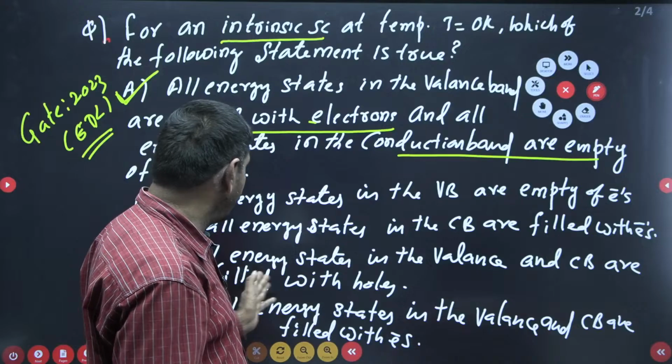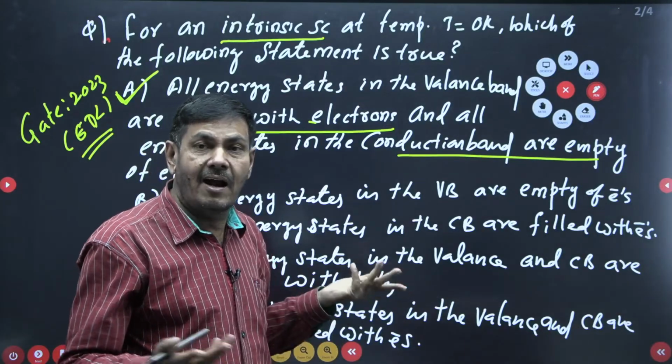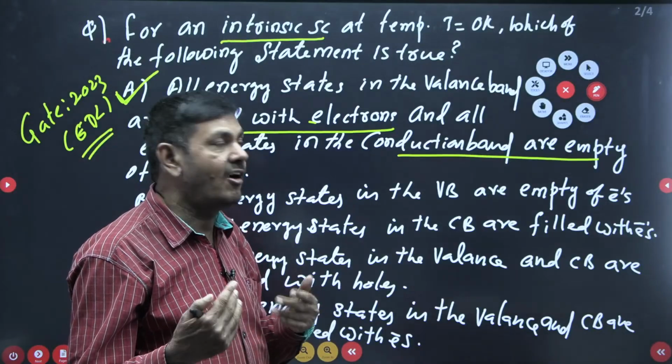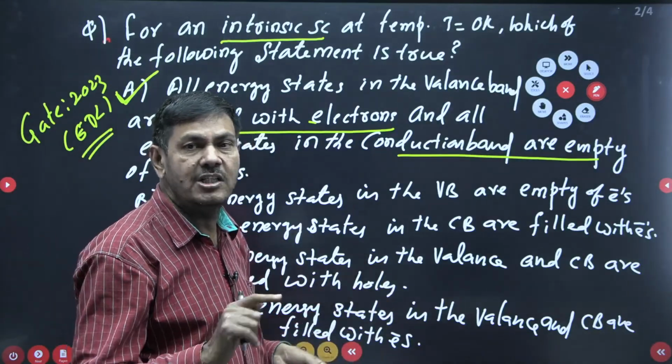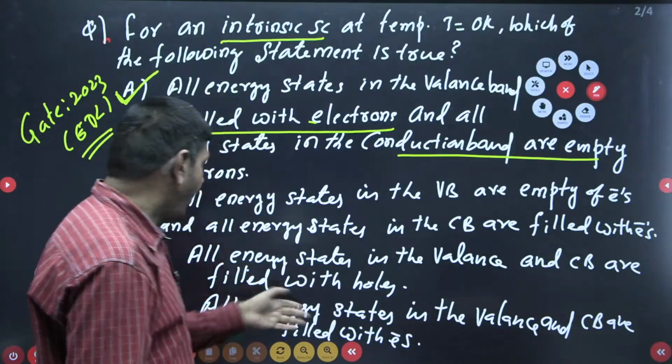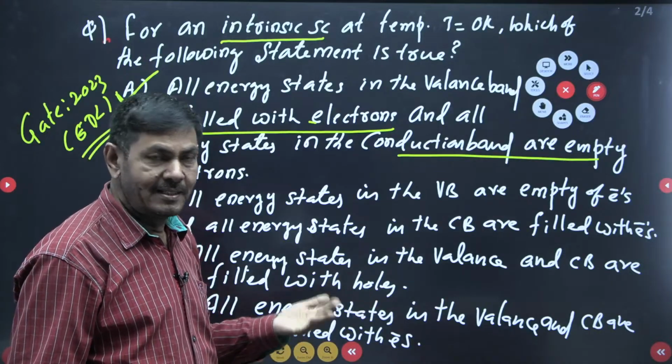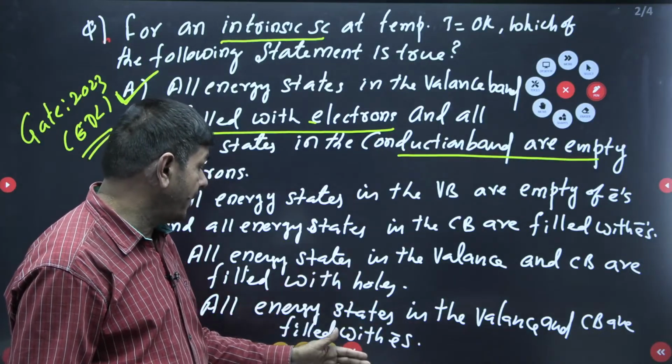Valence and conduction bands are filled with holes. How? Electrons in the conduction band and valence band both cannot be filled with holes. Impossible. At any cost we cannot find this practically. All energy states in the valence and conduction bands are filled with electrons. No. The valence band and conduction band are filled with electrons.